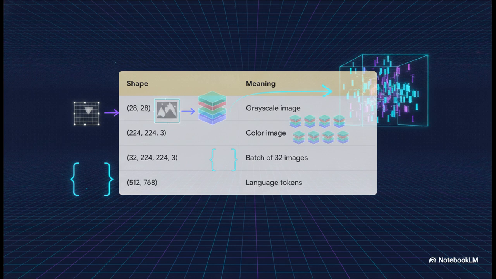And finally, 512 by 768 represents a batch of 512 language tokens, where each token is represented by a 768 number vector. This is exactly what data looks like under the hood inside an AI.